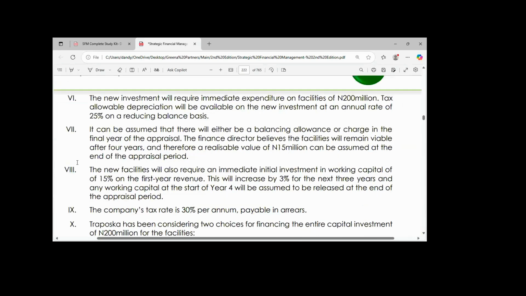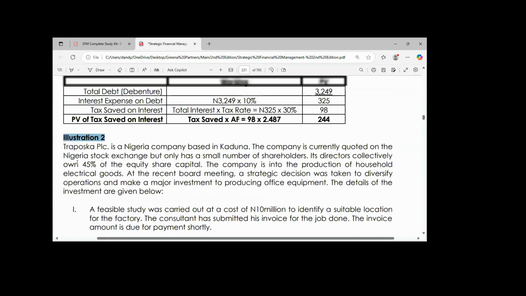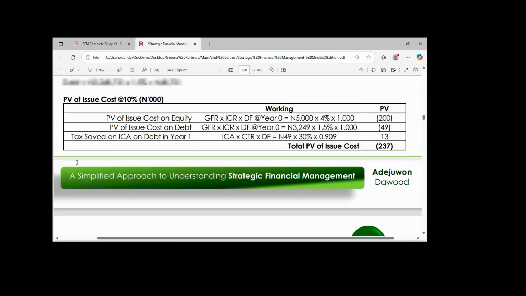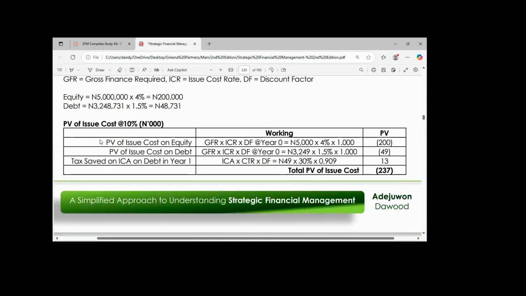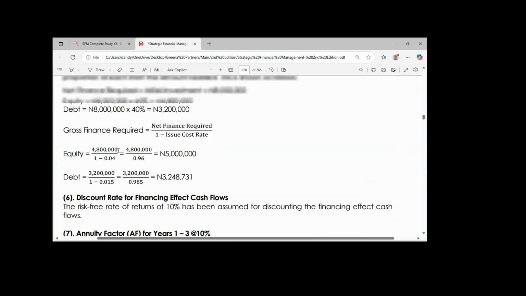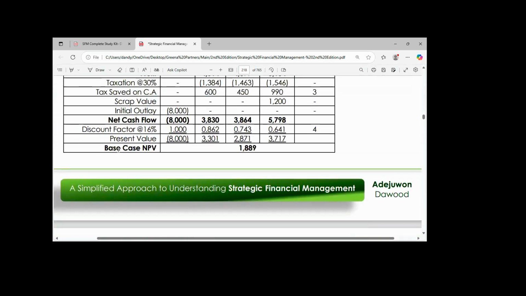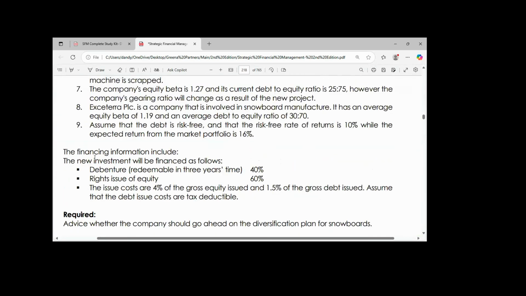Let me check. Illustration number 1. Yes, it is this one. So you can see, let me go to where I have information on issue costs so that you see how you look at the information. You are told to assume that the debt is risk-free and that the risk-free rate of return is 10%.